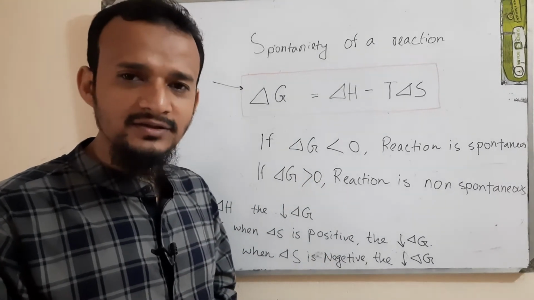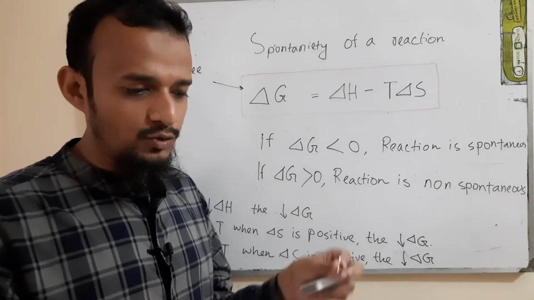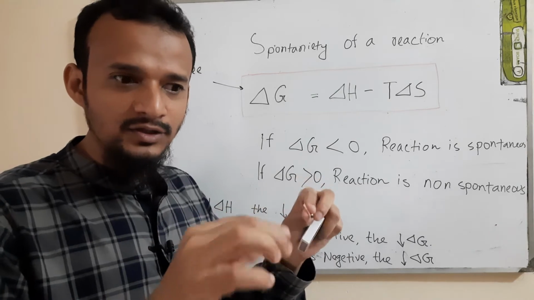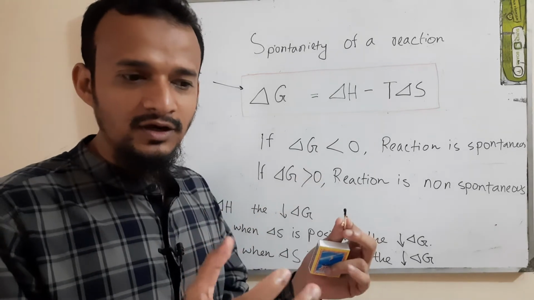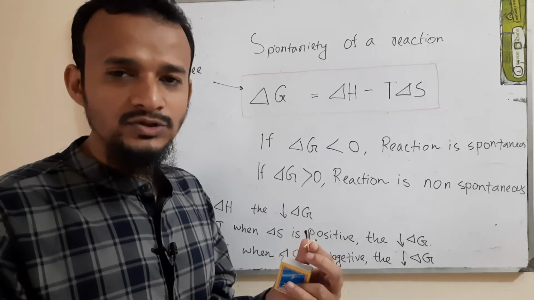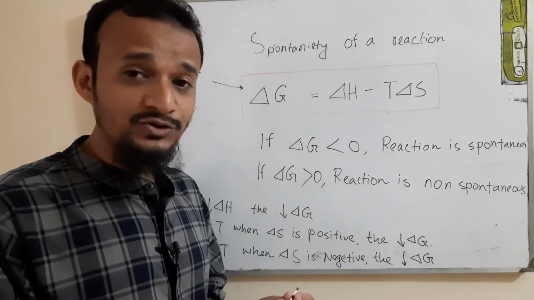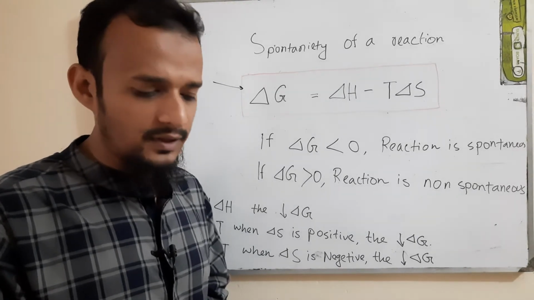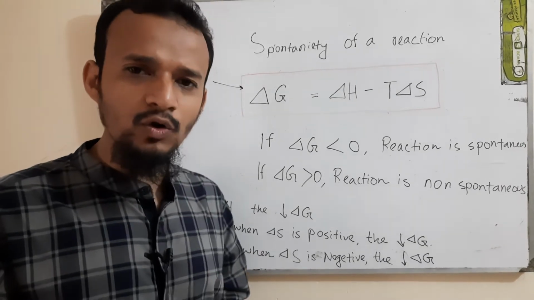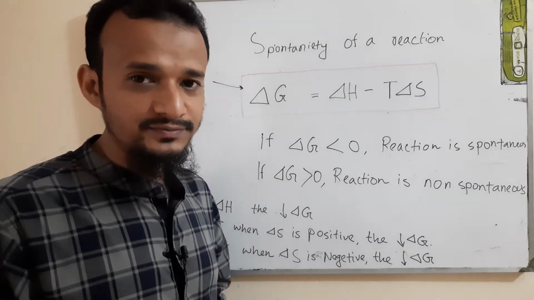On the other hand, if you take sodium hydroxide and hydrochloric acid and you add them together, you'd see that instantaneously they react with each other and produce sodium chloride and water. So that reaction is spontaneous. But the question is, how do we know whether a reaction is spontaneous or not?